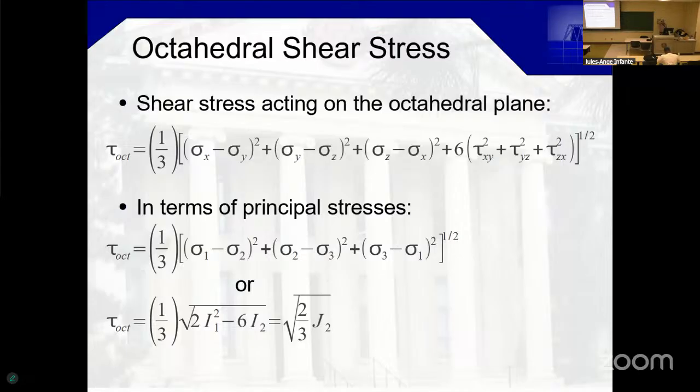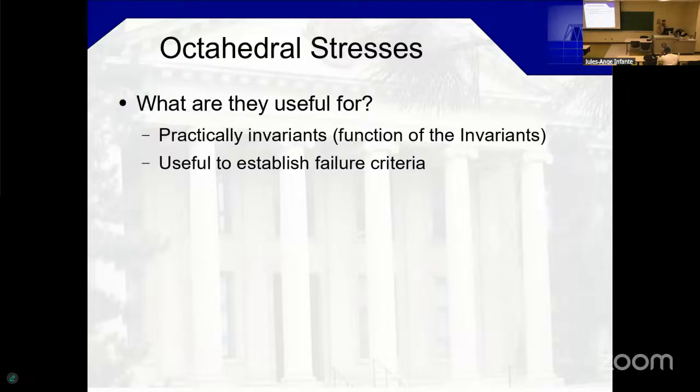You can also calculate the shear stress acting on the octahedral plane. And the shear stress acting on the octahedral plane is a little bit more complicated. It's much simpler when you use the principal stresses, but even then, it's more complicated than the octahedral normal stress. There's also a different notation. So if you take I1 and I2, 1/3 of the square root of 2I1 squared minus 6I2 is equal to the square root of 2/3 of J2. J2 is another stress invariant for shear, but these two terms are essentially equivalent. So they are practical invariants, the octahedral stresses, and they are useful to establish failure criteria.